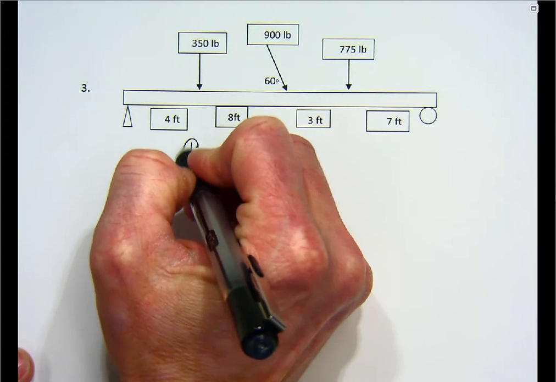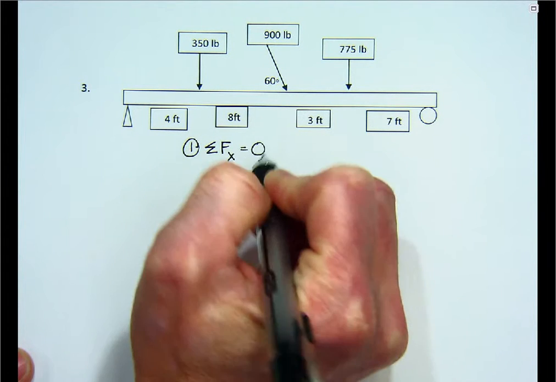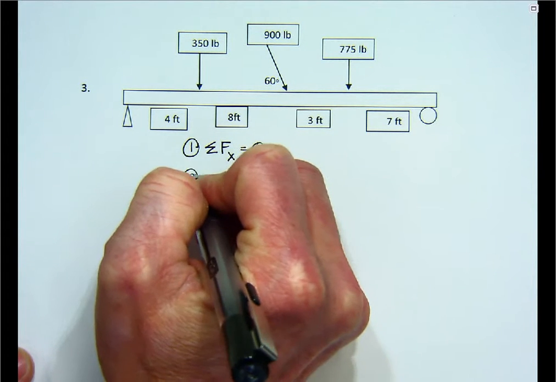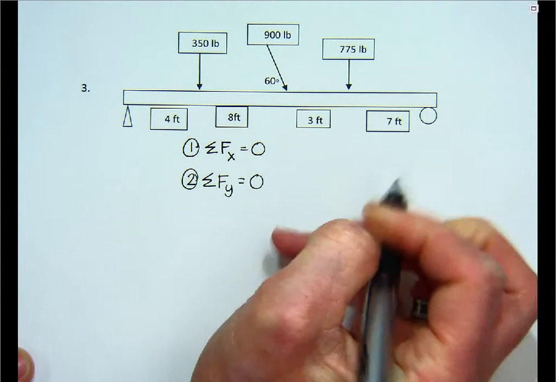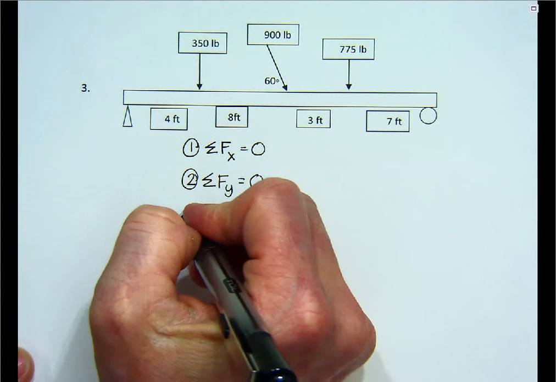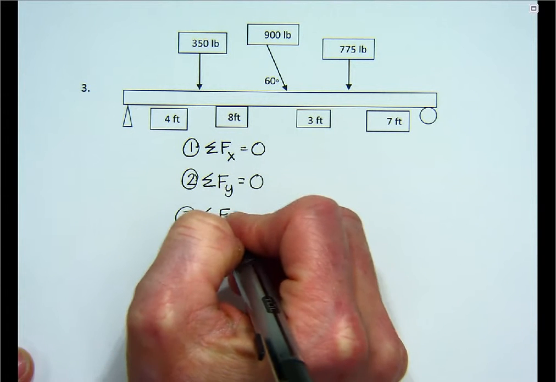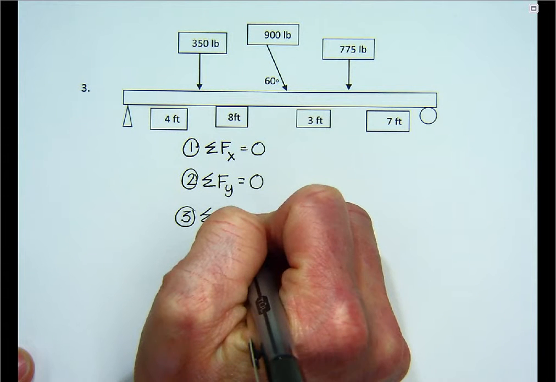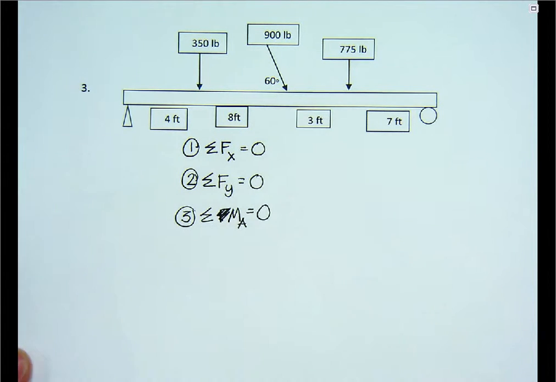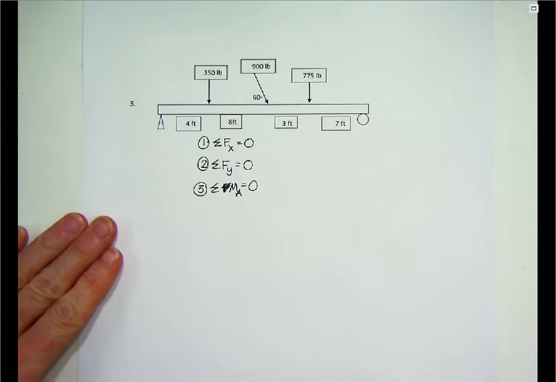Step number 1, we need to do the sum of the forces in the x direction are 0. Step number 2, the sum of the forces in the y direction are equal to 0. And then step number 3, we're going to make sure that the sum of the moments about A are equal to 0. That's the 3 equations we need to be considering every single time we look at these beam problems.